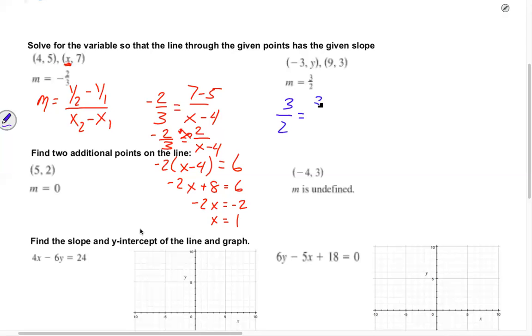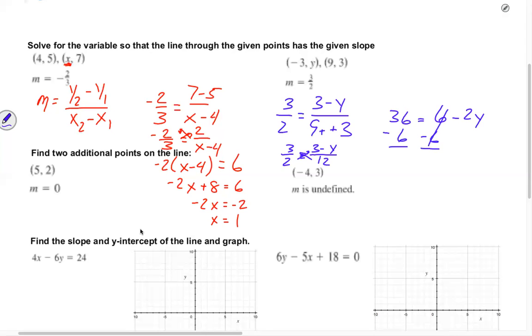All right, over here for this one, same thing. 3/2 equals 3 minus y over 9 minus -3. Two negatives make a positive. So I have 3/2 equals 3 minus y over 12. Cross multiply. 36 equals 6 minus 2y. Go ahead and solve. Minus 6 from both sides: 30 equals -2y. Divide by -2. Y equals -15. And there we go.